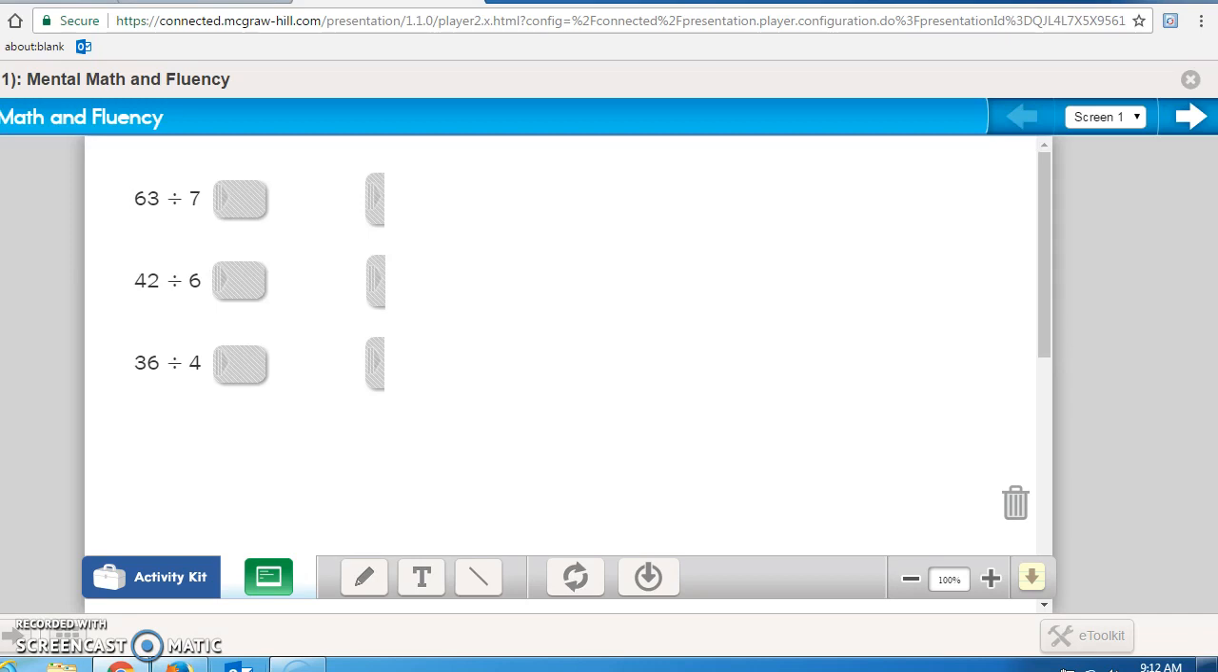Let's take a look once again at our mental math and fluency division problems. 63 divided by 7. I hope you're practicing those math fact triangles because they're really going to help you from here on out till the end of 4th grade. They're going to expect you to know your multiplication answers and to know some of the division answers based on what you've learned this year. So keep practicing them over summer break.